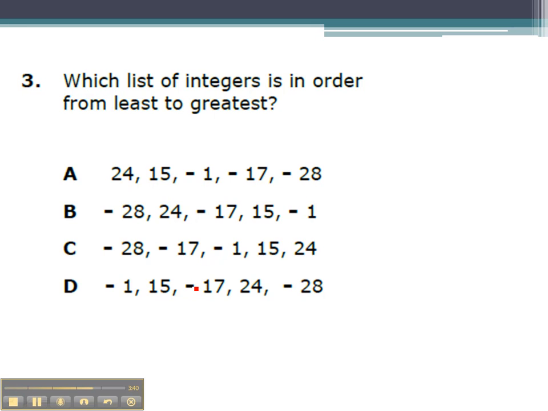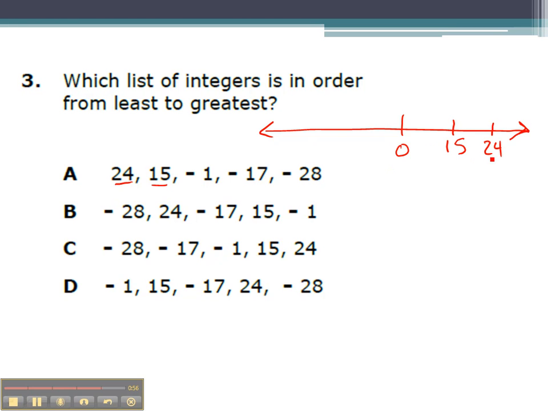Okay, number 3, which list of integers is in order from least to greatest? But the best way to do this problem is make a number line. What's the first thing we put on our number line? 0, the origin. And then we consider all of these integers. +15 would be to the right of 0. +24 would be to the right of 15.